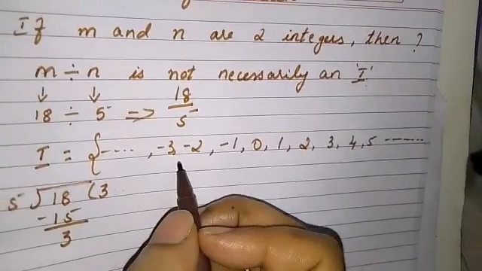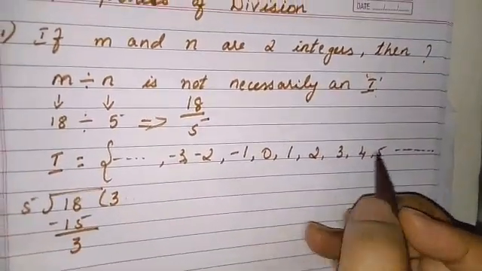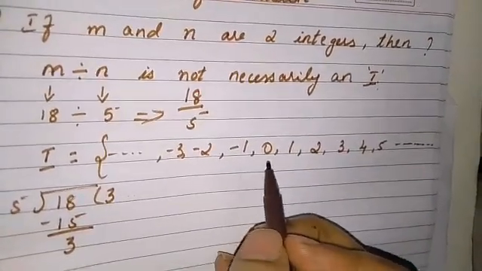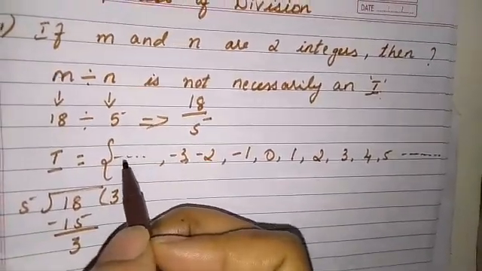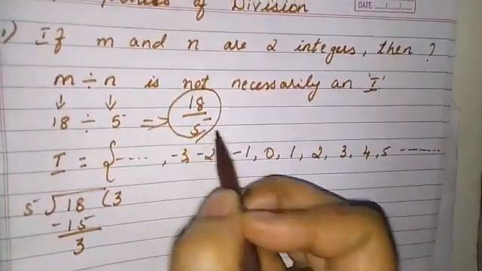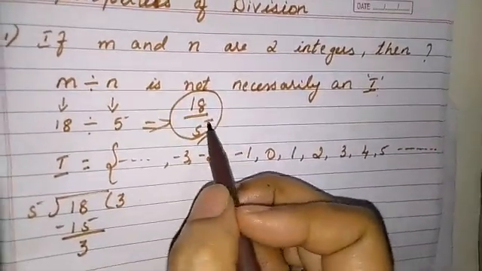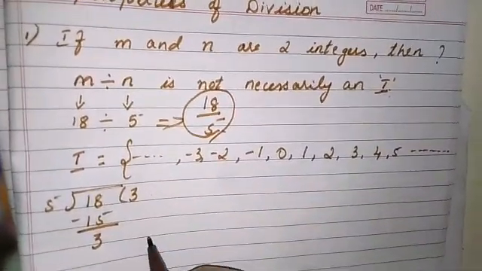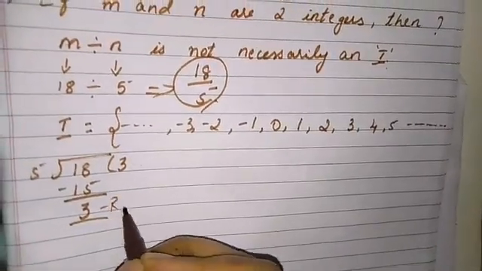So the integer has to be in the form of 1, 2, 3, 4, or any of the positive natural numbers, or it has to be 0, or it has to be any of the negative natural numbers. So we see that this still remains a fraction, because 5 is not able to exactly divide 18, and it's giving us a remainder of 3.